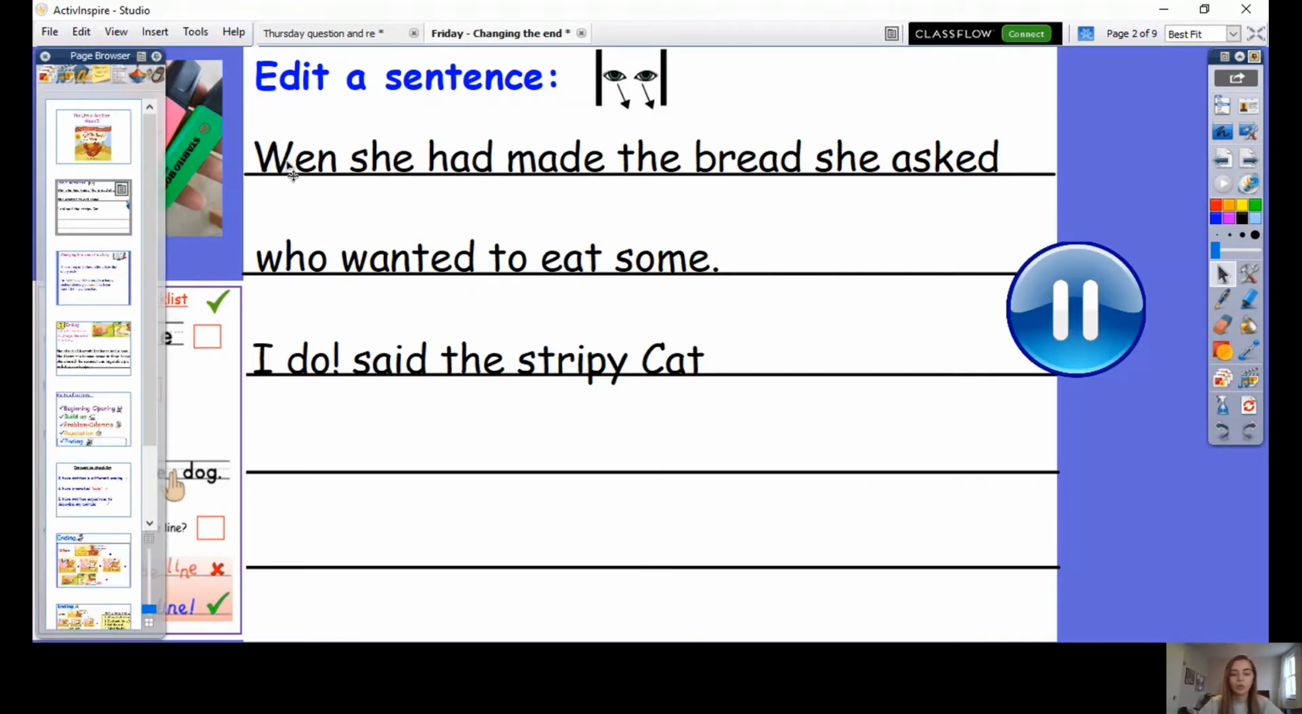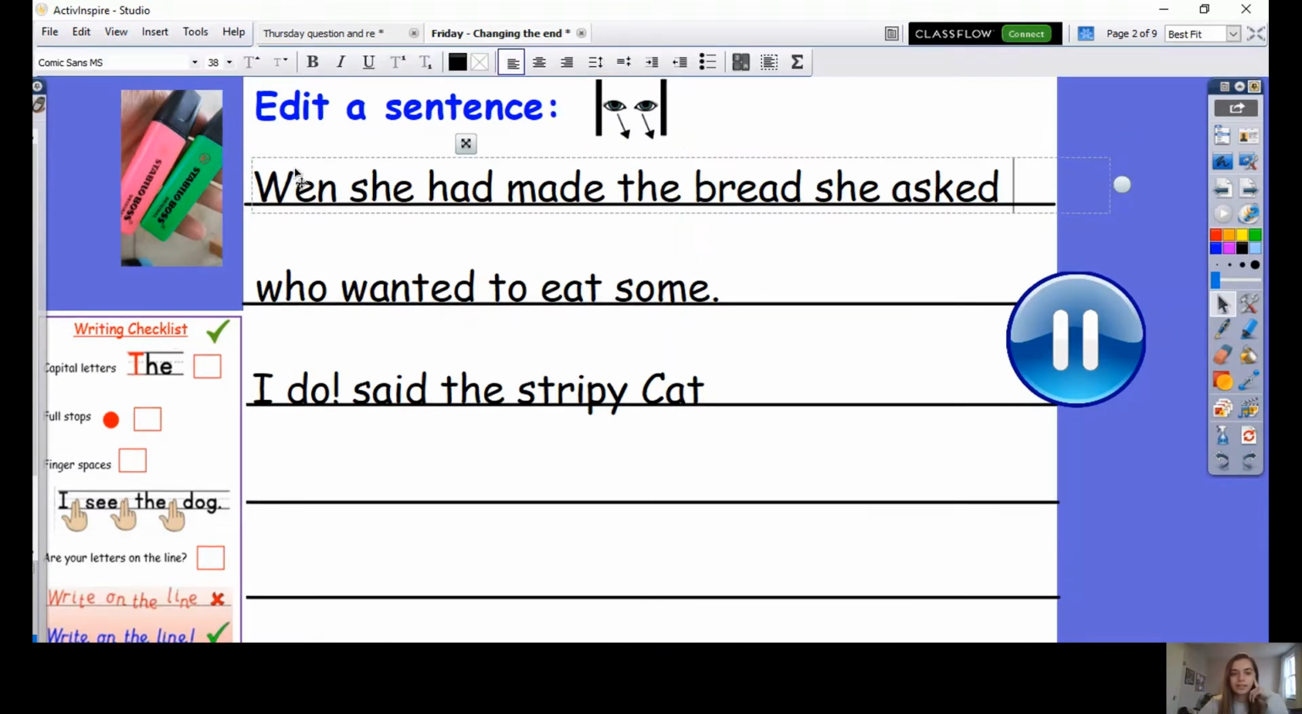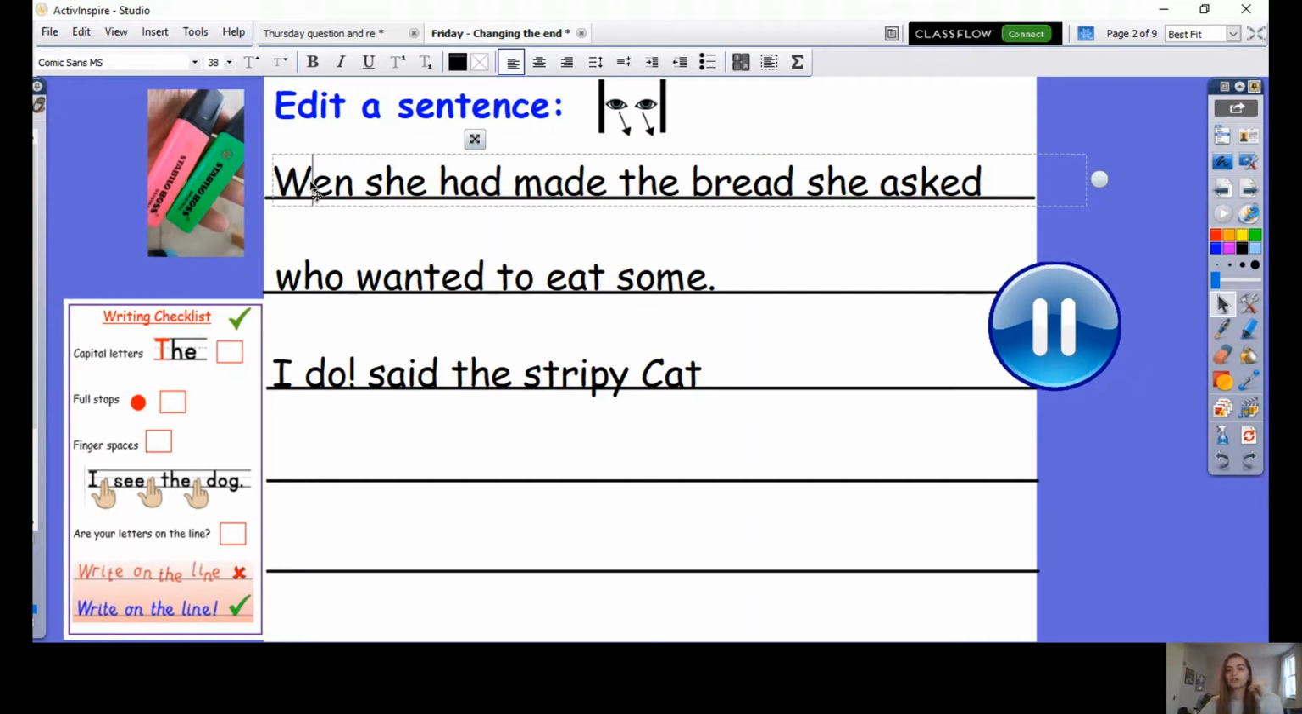Now looking here, we have when. When has a capital letter. Is there something wrong with when? There is. We are missing a letter after the W. What letter are we missing? We have 2 letters that when they are together make us sound W. Do you know what the other letter is?